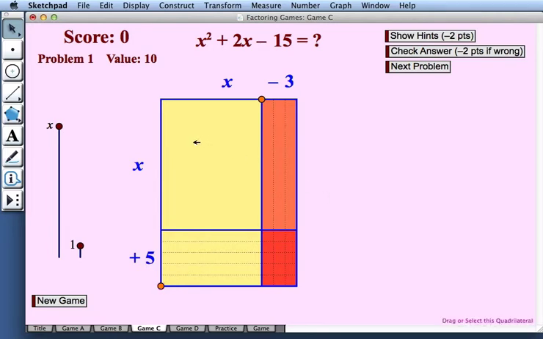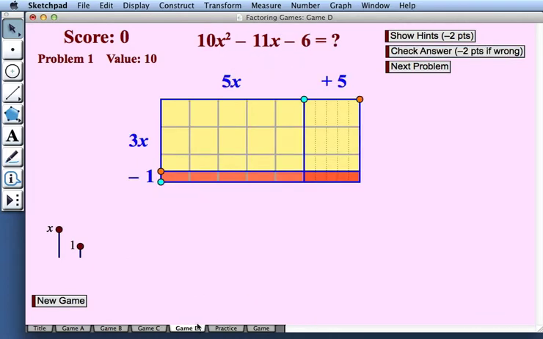so that we have x squared minus 3x plus 5x minus 15. And that should do it. And yes, I'm correct. Here we mix having a coefficient other than 1 in front of x squared with negative terms.